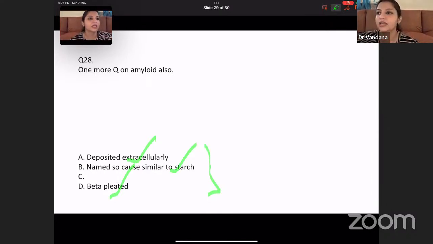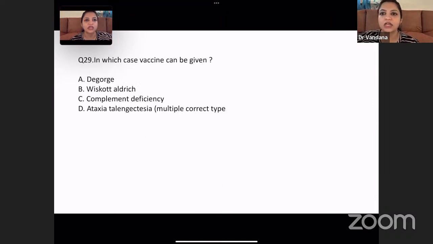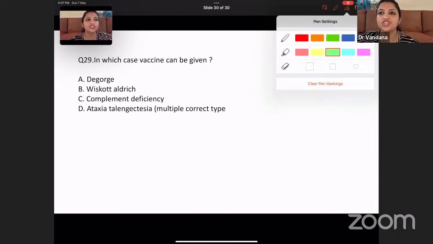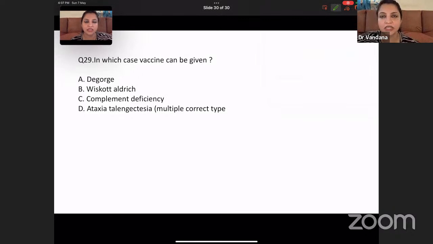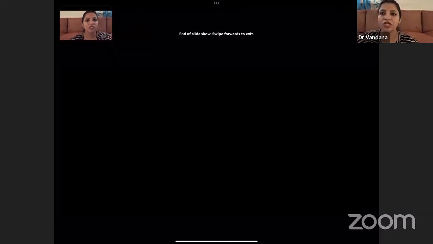Next question was in which case you can give vaccine. Remember, guys, vaccines can be given in cases of Wiskott-Aldrich syndrome and ataxia-telangiectasia. You cannot give live vaccines to DiGeorge syndrome. Ataxia-telangiectasia and Wiskott-Aldrich syndrome are cases in which you can give vaccine. So that was the end of it.